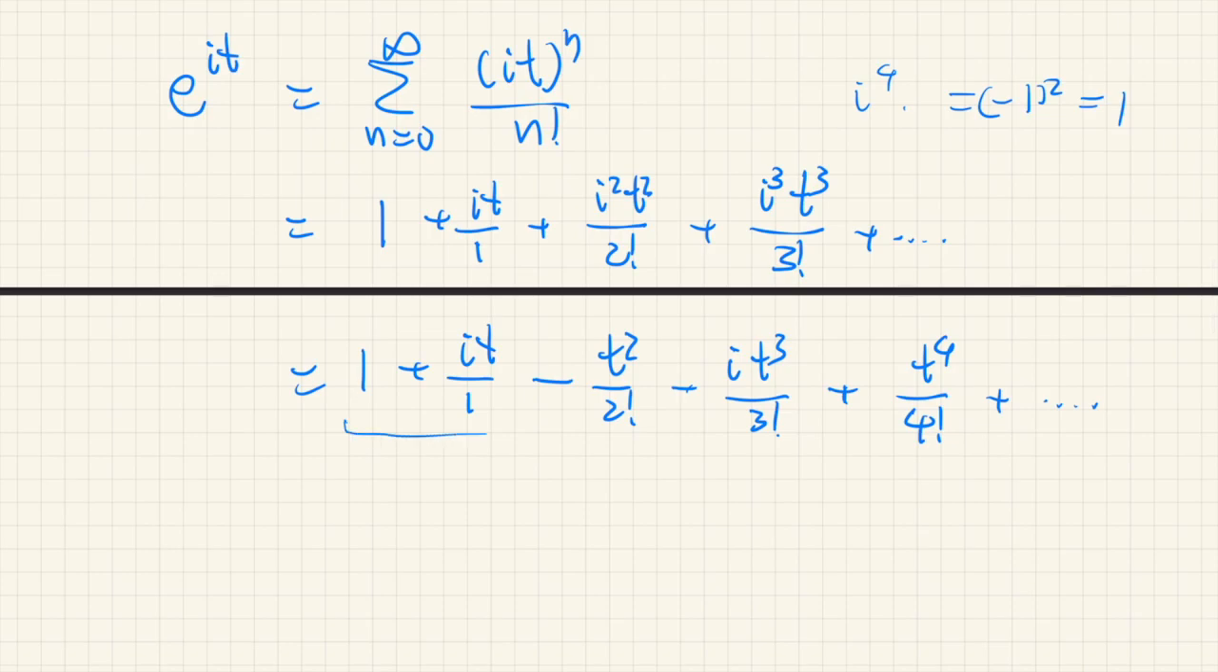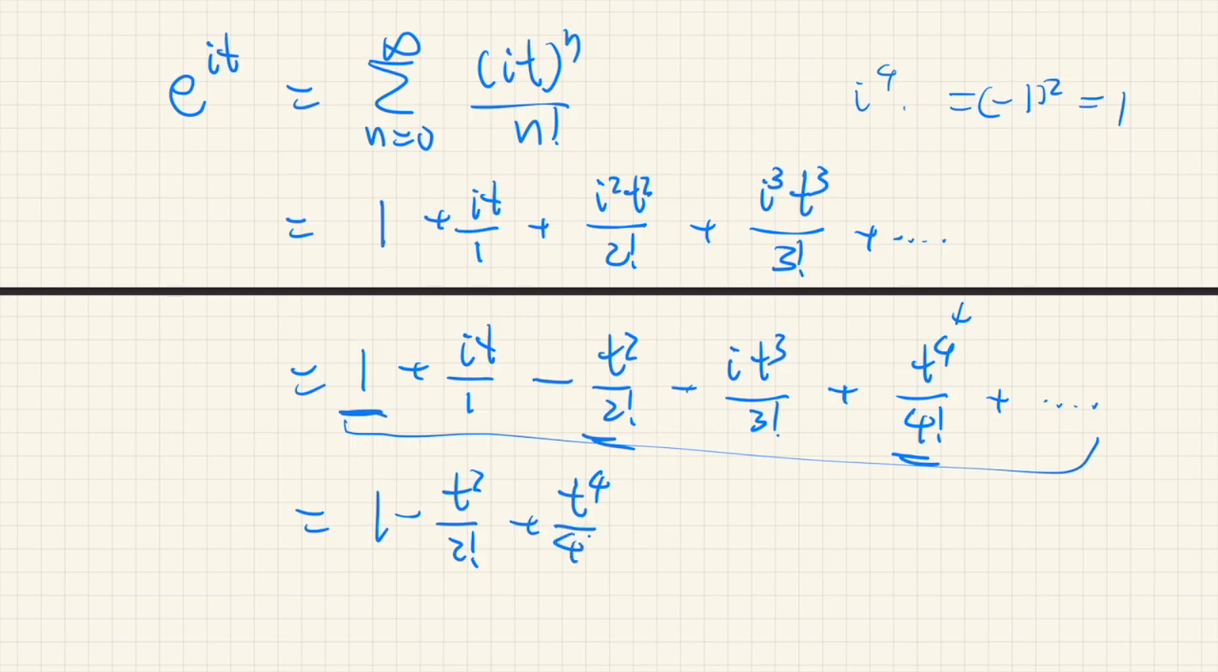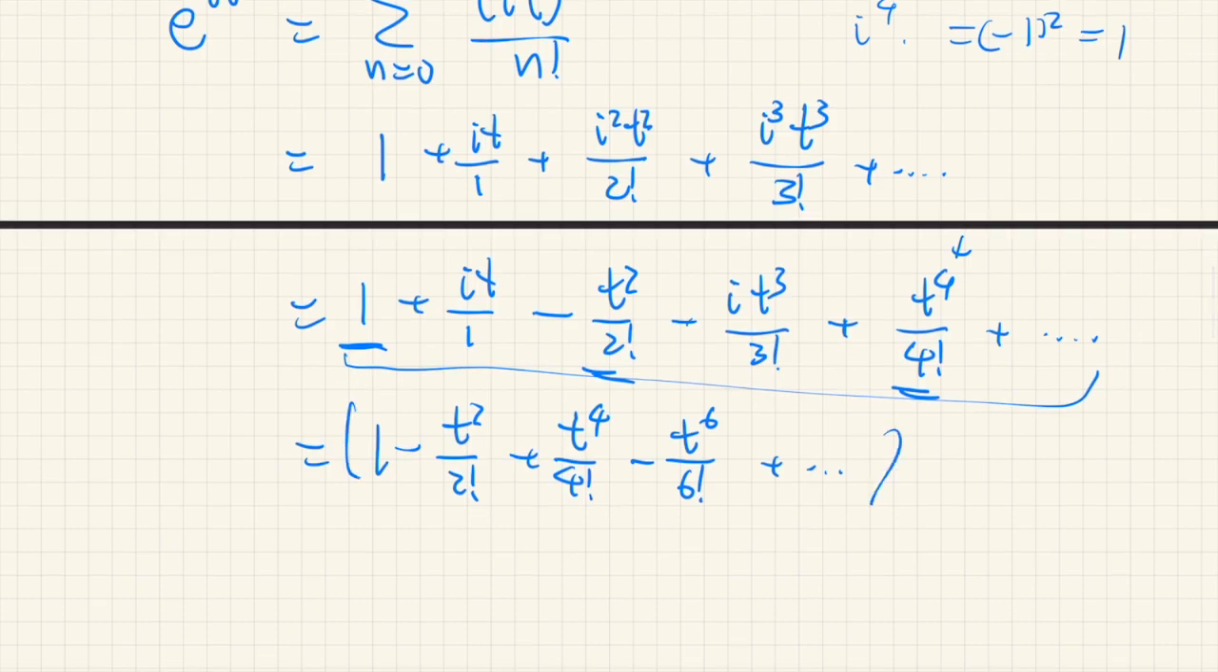So let's sort this out into a real part and an imaginary part. All of the terms with even powers will be in the real part. So 1 minus t squared over 2 factorial plus t to the power of 4 over 4 factorial, and the next one will be negative t to the power of 6 over 6 factorial, and so on. So that's the real part. And the imaginary part is this one and this one. So all the odd powered terms are the imaginary part.